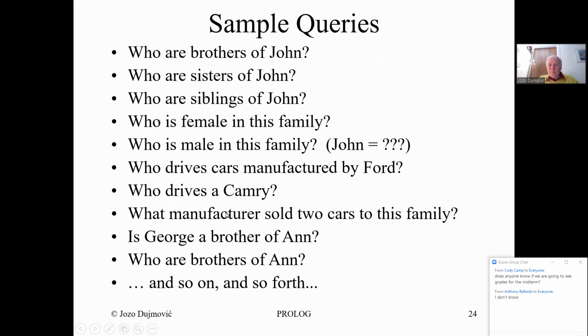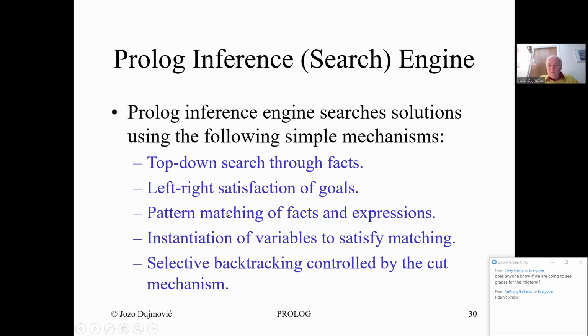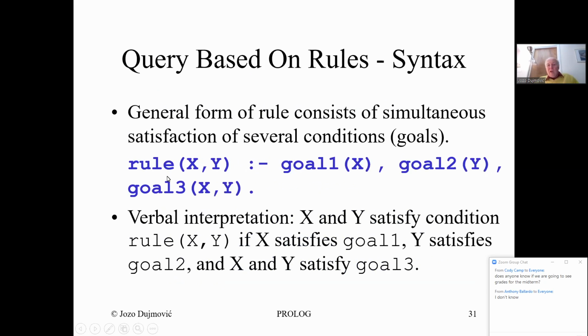So if we have a rule with variables x and y, then this rule is satisfied if we can satisfy goal 1 and goal 2 and goal 3. So to satisfy this goal with variables x and y, we have to satisfy these 3 goals.